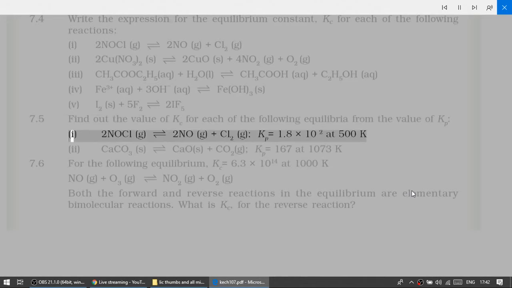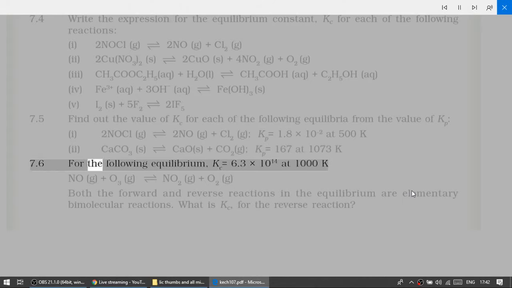7.5 Find out the value of Kc for each of the following equilibria from the value of Kp: 1. 2NOCl(g) ⇌ 2NO(g) + Cl2(g), Kp = 1.8 × 10^-2 at 500 K. 2. CaCO3(s) ⇌ CaO(s) + CO2(g), Kp = 167 at 1073 K.